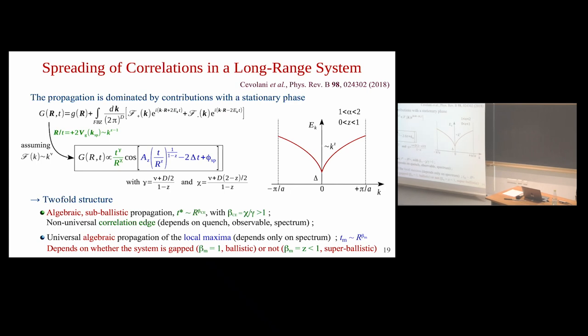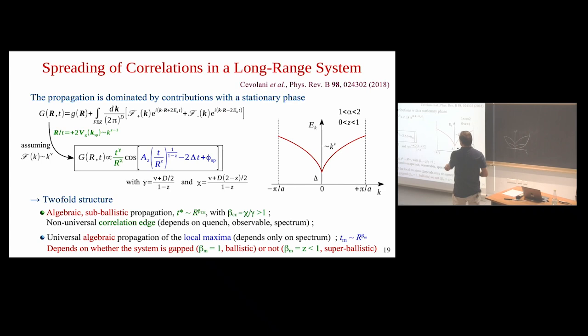So the behavior we expect is that in general, this is the distance, this is the time. I have an H that is like this, and then inside I have some maxima that propagate superballistically. So what I expect is a behavior like this. You see that in particular, the behavior of the H is completely different from the behavior of the local maxima. One is superballistic, and the other one is subballistic.